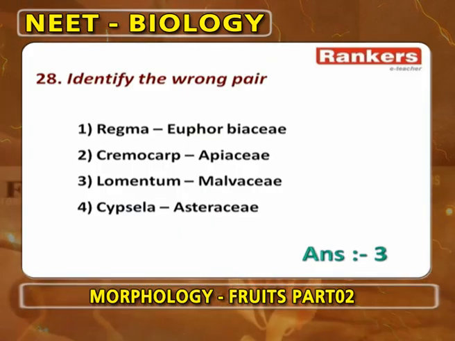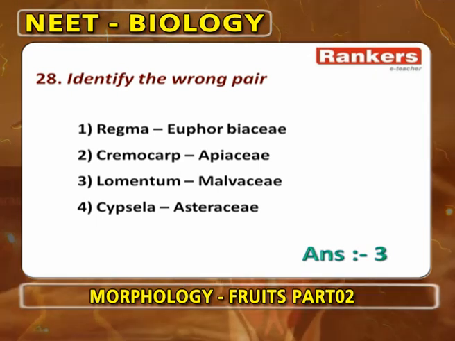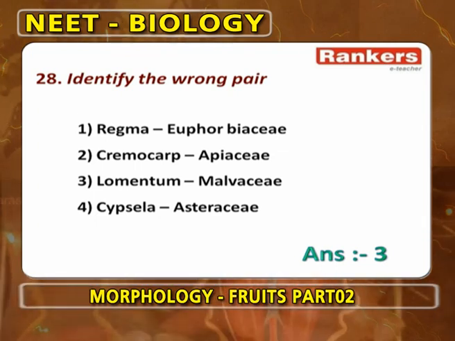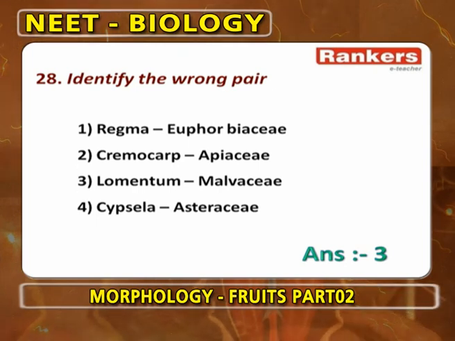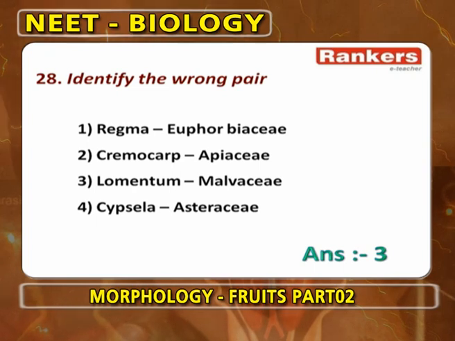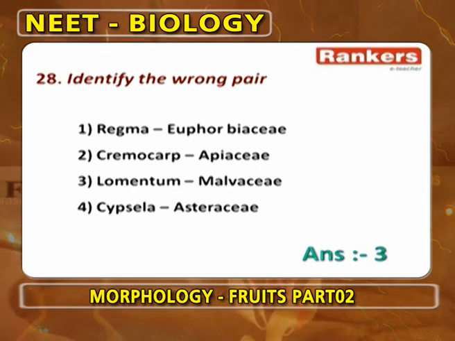So, here the wrong combination is Lomentum found in Malvaceae. Regma found in Euphorbiaceae is correct. Cremocarp found in Apiaceae is correct. Lomentum is not found in Malvaceae, it is found in Mimosae. So, Lomentum in Malvaceae is wrong. So, the answer to identify the wrong pair is Lomentum in Malvaceae.